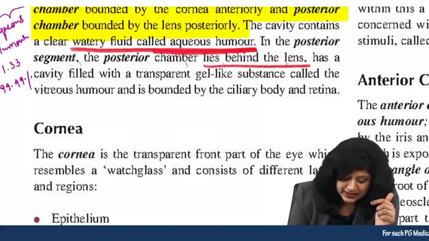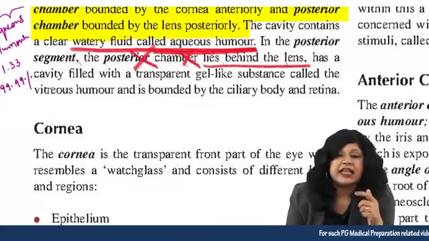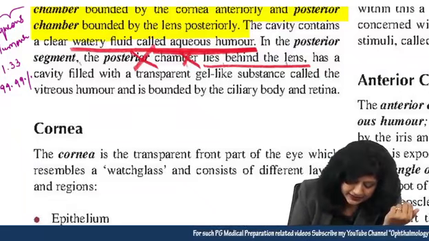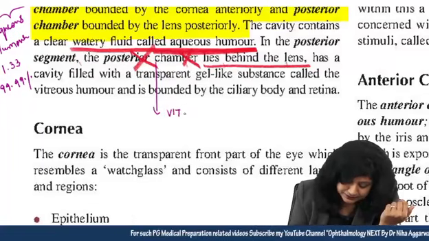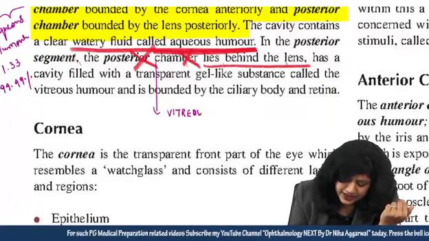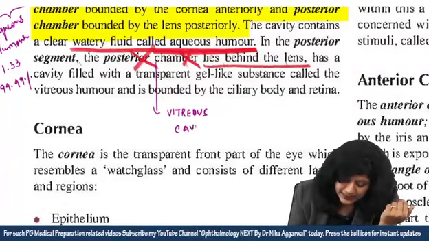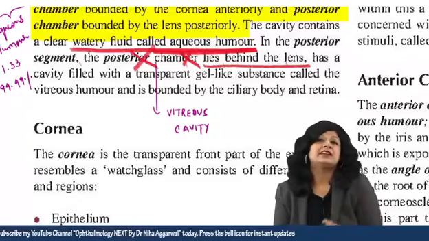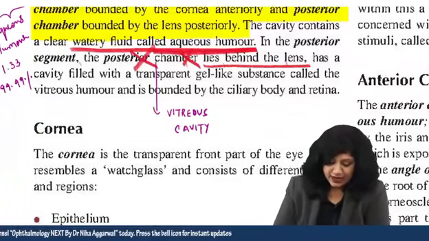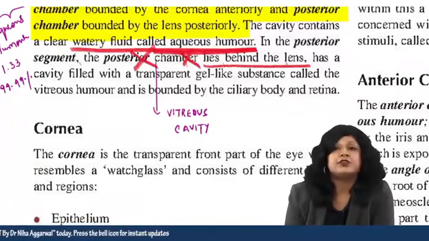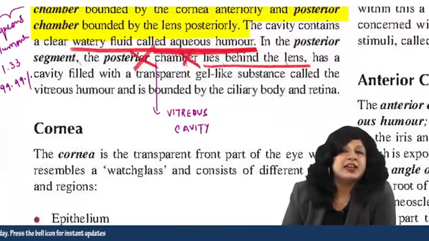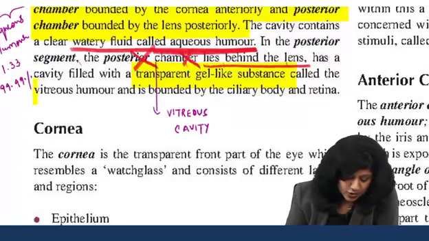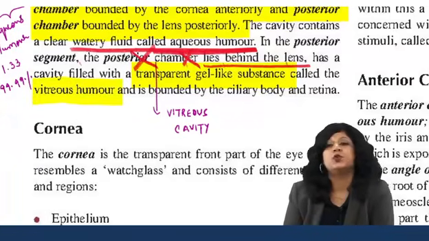So this line is actually incorrect. They have used a wrong word here. Actually it should be the vitreous cavity. It is the vitreous cavity which is lying behind the lens and not the posterior chamber. Posterior chamber is lying behind the iris and in front of the lens itself. And this contains another substance which has a transparent gel-like consistency, which is called vitreous humor.